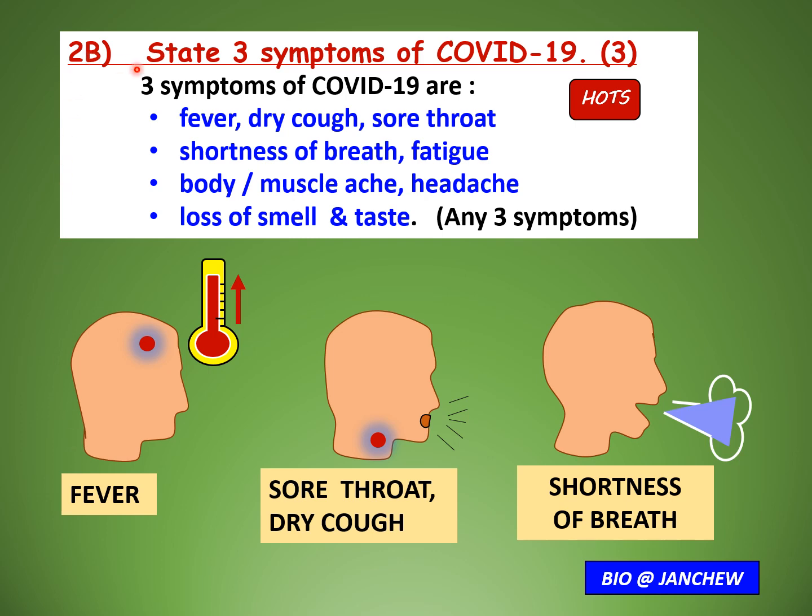Let's look at the next question. State 3 symptoms of COVID-19. So when you're asked to state, it means to give a brief answer. So the 3 symptoms of COVID-19 are fever, dry cough, that means a cough that doesn't have phlegm, sore throat, or shortness of breath, meaning difficulty in breathing and the person will keep on trying to breathe faster and harder because of the lack of oxygen in the body. Fatigue or tiredness, body or muscle ache or pain, headache, and loss of smell and taste. So any 3 symptoms, for example, fever, dry cough, and sore throat, these are very common symptoms of COVID-19 infection.